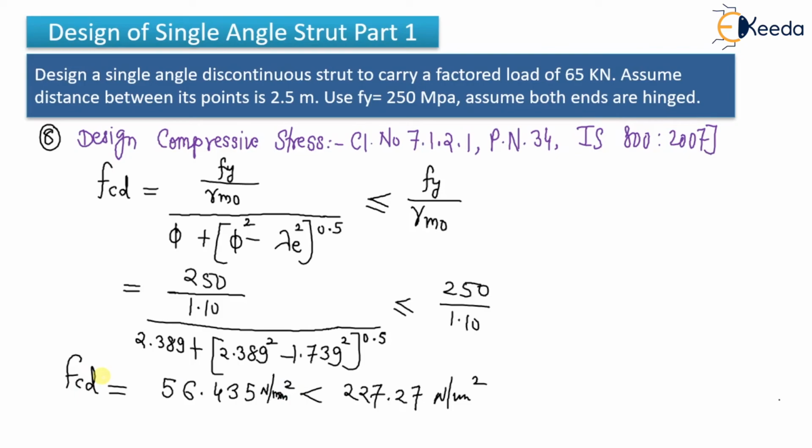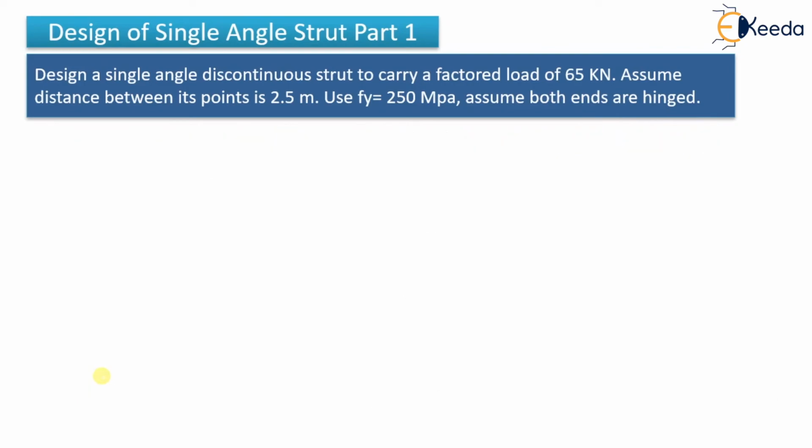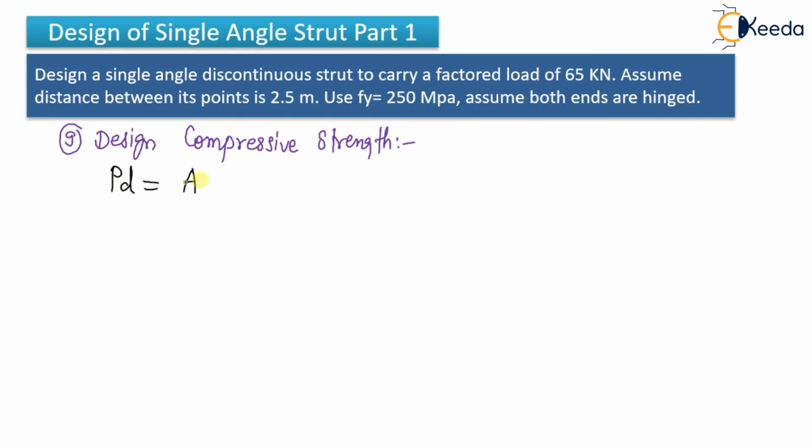Now only the last step remaining, but there are chances that your section will fail. So again you will have to do the same procedure. My 9th step will be design compressive strength. That is my last step. But there is a possibility that your section will fail. Pd is equal to area into fcd. In IS code they have given Ae, that is nothing but the area.